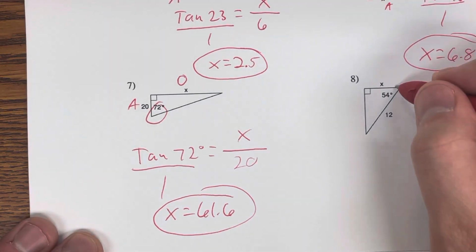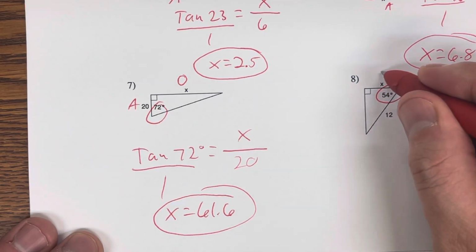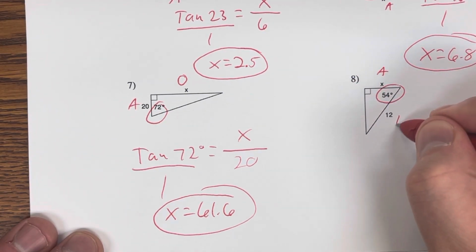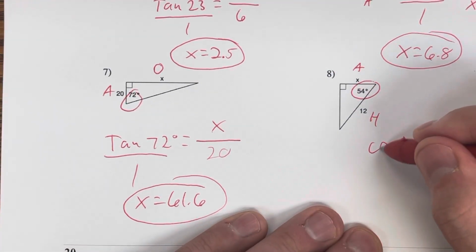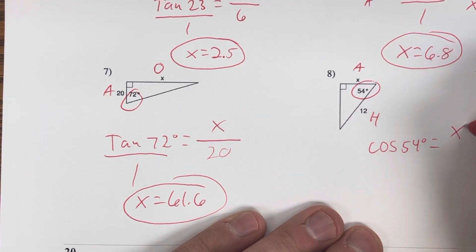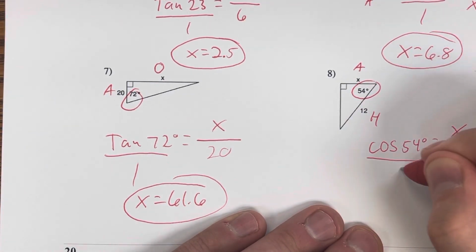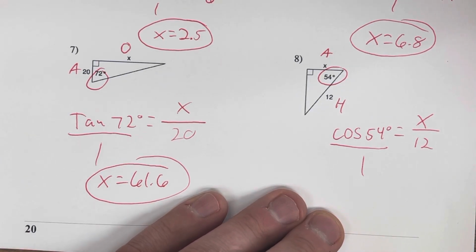And our last one. Reference angle is 54. X is connected, so that's adjacent. 12 is the hypotenuse. A and H, cosine of the angle 54 equals adjacent x over the hypotenuse 12. Put it over 1. Cross multiply to solve. So 12 times cosine 54 is 7.1.